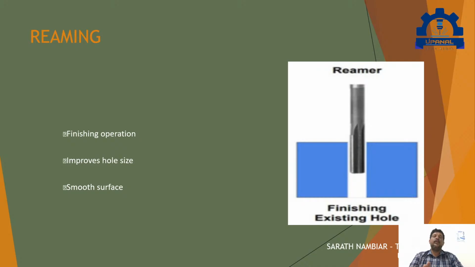So always remember, for 8 mm reaming, we will first make a drill of 7.8 mm, which is 0.2 less, and then we will put the reamer in and turn it only in a single direction.